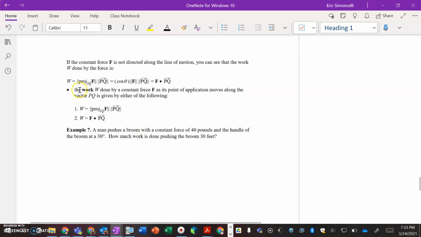Here's the work formula. The work is equal to the magnitude of the projection of force vector F onto PQ, multiplied by the magnitude of the PQ vector. This is also equal to the cosine of theta times the magnitude of F times the magnitude of PQ, or F dot PQ. This is an alternative way to do it. I ask that you do example 7 using this or this version. Actually, there are 3 versions to look at. Technically, the one with cosine will be the one you'd like to try. Try example 7 and compare it against the answer.